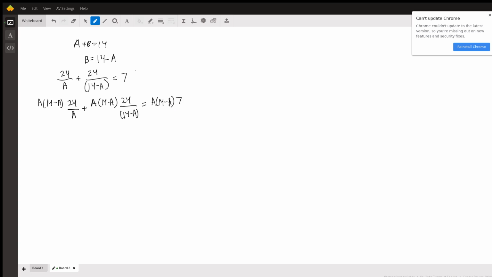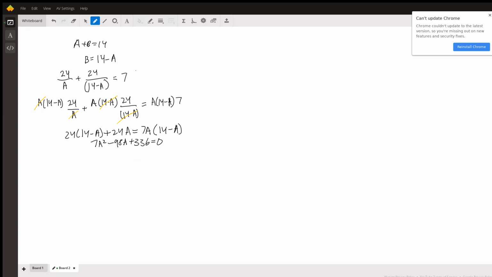And then the A crosses out like this, and then we are left with 24 times 14 minus A plus 24A equals 7A times 14 minus A. For the sake of time, I'll just simplify this out for you. If you multiply everything out, it would be 7A squared minus 98A plus 336 equals 0.